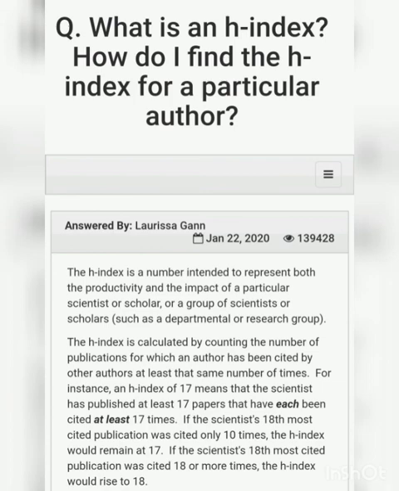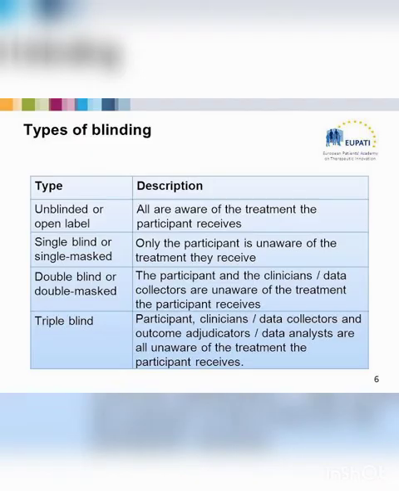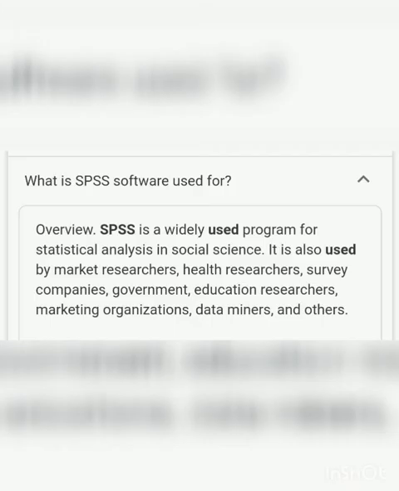This is H index. Then they can ask about blinding. What are all the types of blinding and what are all the software used for randomization and all, and what is SPSS? It is Statistical Package for the Social Sciences. Like that, so many software are there. You have to know about each and every software name.